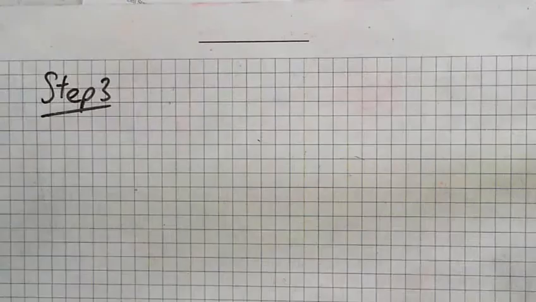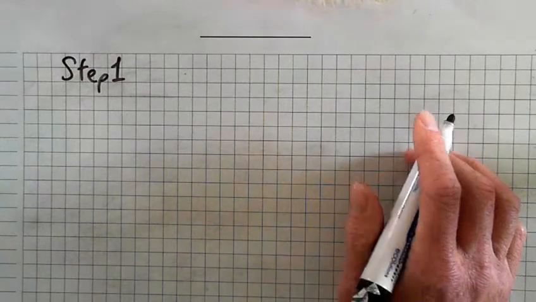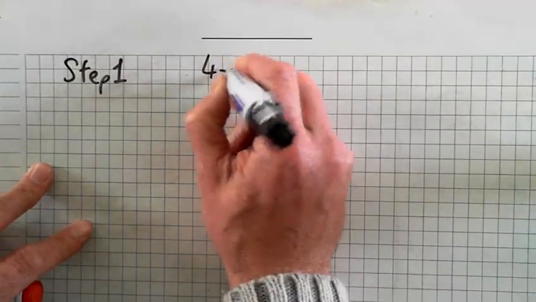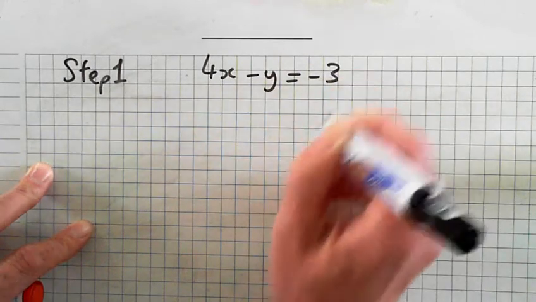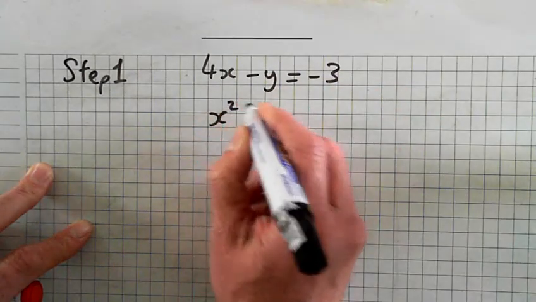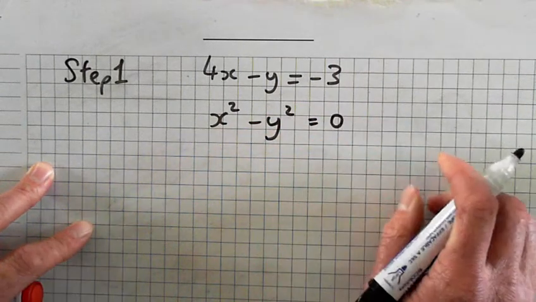Right, what's the next question? The hardest was 6, 7, 8. Step 1, question 6. 4x minus y is equal to minus 3, and x squared minus y squared is equal to 0.